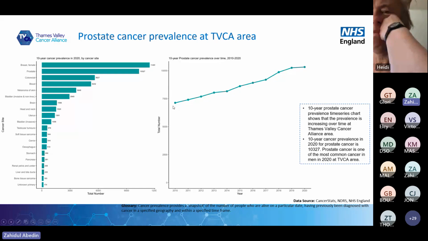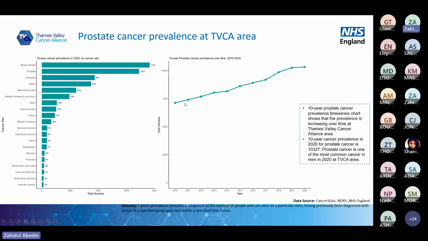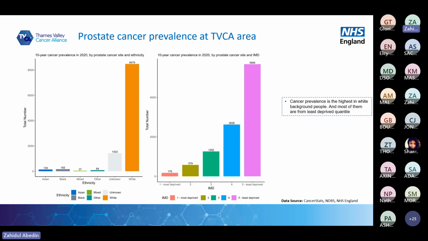If you look at the time series analysis for 10-year prostate cancer prevalence from 2010 to 2020, it is definitely increasing. You can see it is obvious. It is increasing every year, and it's a bit slower in 2020, probably because of COVID as well, like what I showed in my previous slide.